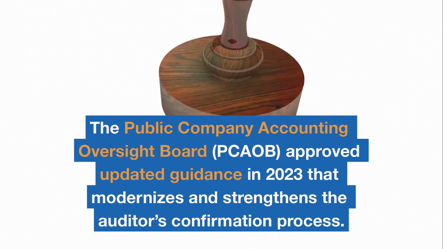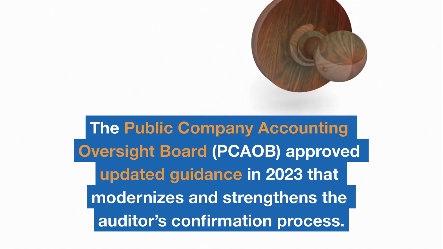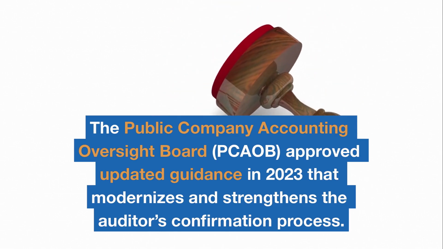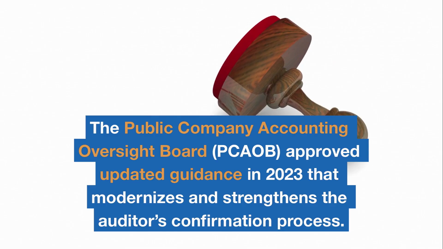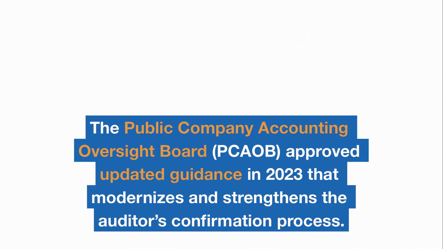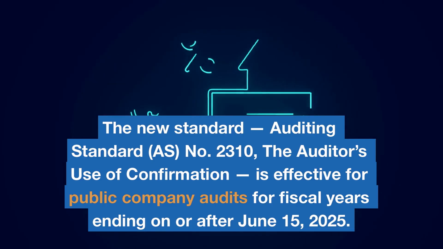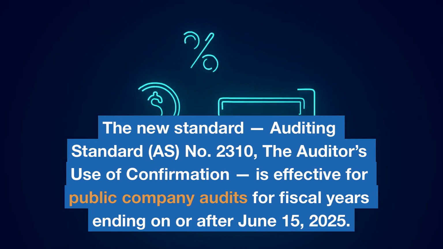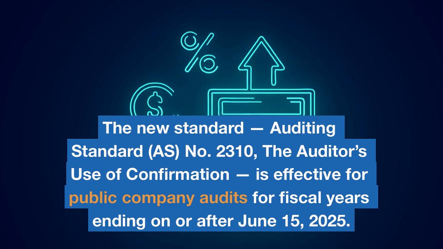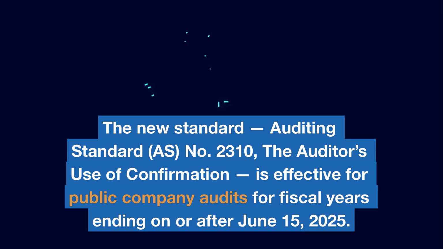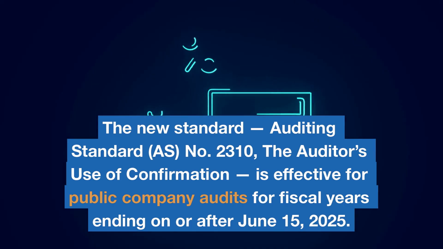The Public Company Accounting Oversight Board, PCAOB, approved updated guidance in 2023 that modernizes and strengthens the auditor's confirmation process. The new standard, Auditing Standard, AS, number 2310, The Auditor's Use of Confirmation, is effective for public company audits for fiscal years ending on or after June 15, 2025.